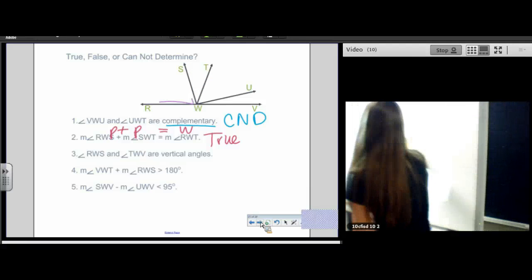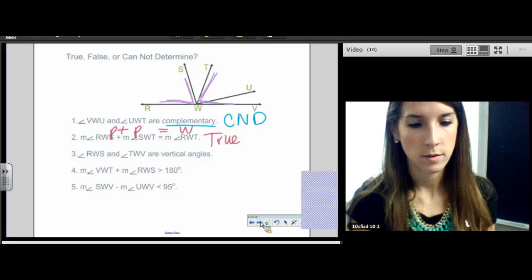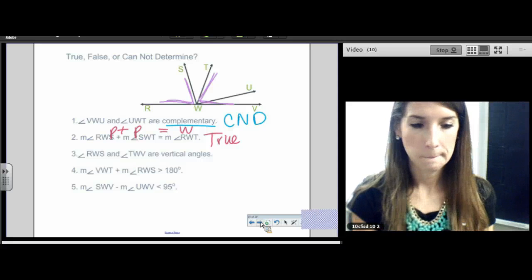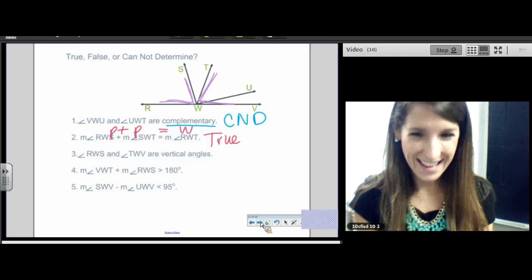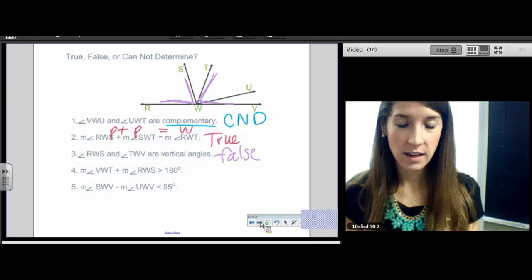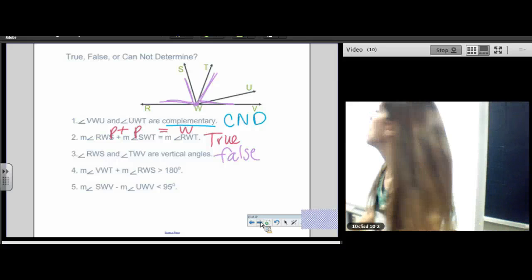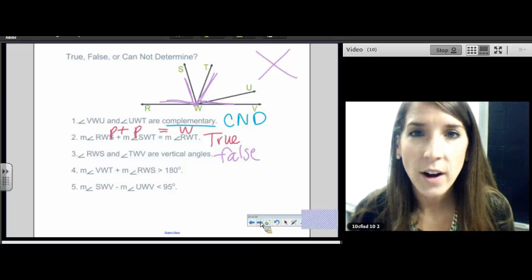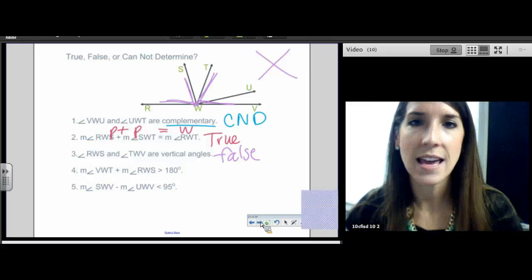RWS, same one, and TWV are vertical angles. They're vertical angles. So maybe I didn't teach vertical angles very well because it actually is false, but see, I'm glad we're talking about this. Those angles do share a vertex. I agree that they share a vertex, okay? But vertical angles are formed when you have the letter X. If you don't have the letter X, like as in a line intersecting a line, you can't get vertical angles.